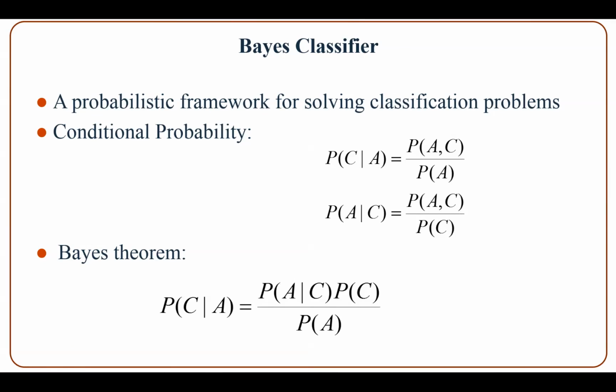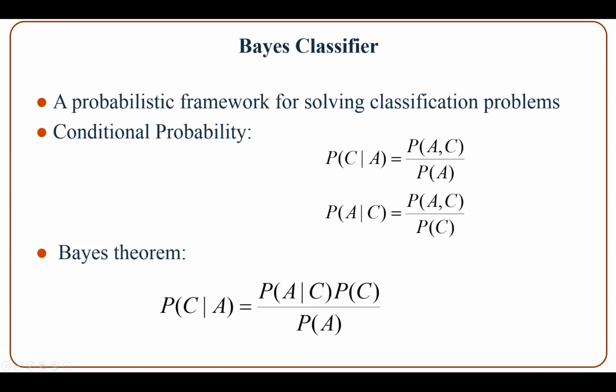In this lecture, we talked about the Bayesian classifiers. The Bayesian classifier is a probabilistic framework for solving classification problems. The conditional probability of class C given attributes A is equal to the joint probability of A and C divided by the probability of A.